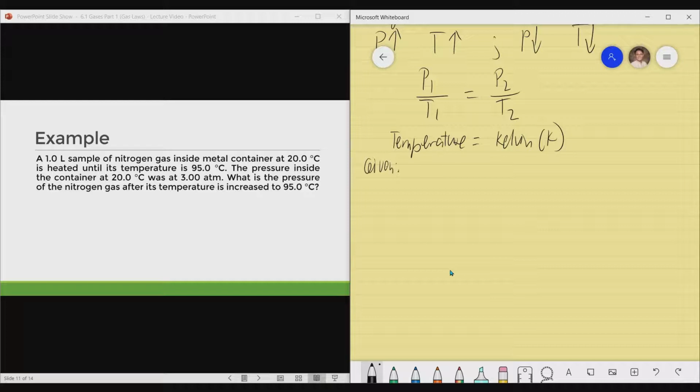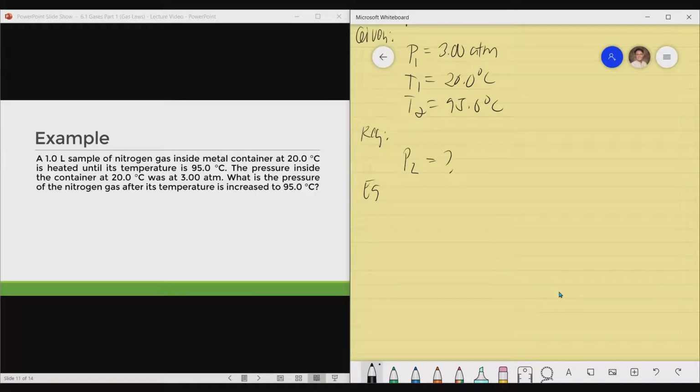So the given here are: my first or initial pressure, P sub 1, is 3.00 atmosphere. My initial temperature is 20.0 degrees Celsius. And then the final temperature is 95.0 degrees Celsius. The one we are required to solve for is pressure number 2, because according to the question, what is the pressure? So pressure number 2.